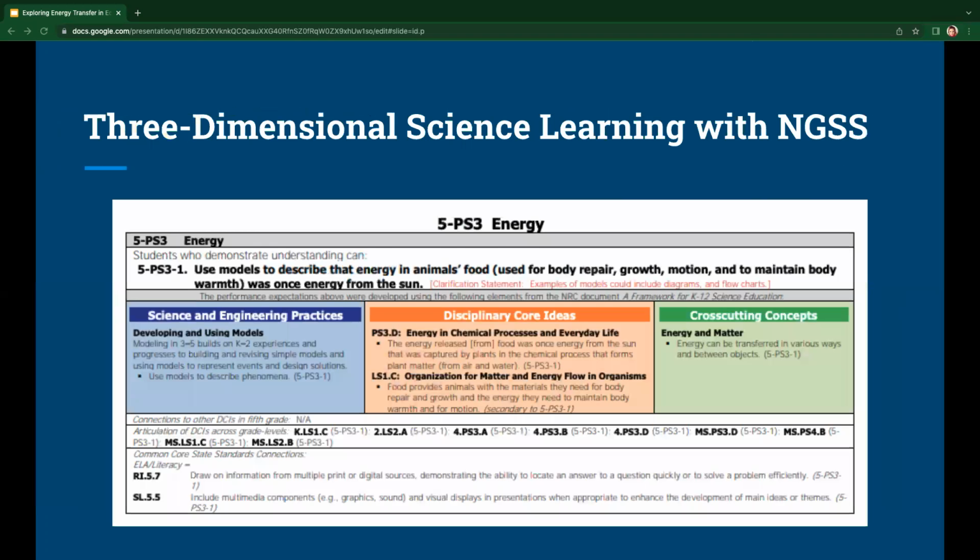The activities outlined in this unit of study address two Next Generation Science Standards performance expectations for fifth grade scientists. The first performance expectation addressed, a physical science standard, states that students who demonstrate understanding can use models to describe that energy in animals' food was once energy from the sun. Satisfying this performance expectation also allows students to engage in the science and engineering practice, developing and using models, and delve deeper into an understanding of the cross-cutting concept, energy and matter.